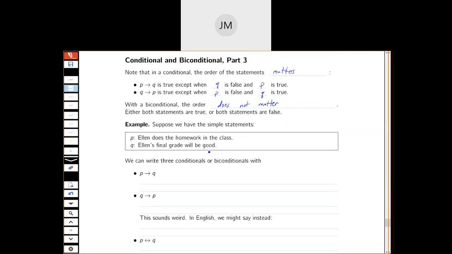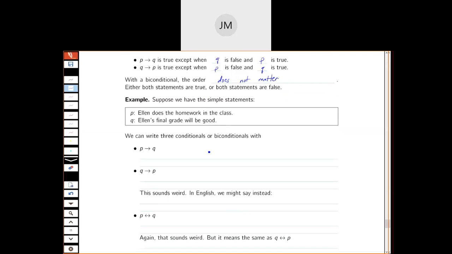Okay. So let's look at some examples here. I'm going to take two simple statements. The statement P: Ellen does the homework in the class. The statement Q: Ellen's final grade will be good. What I'm going to do is go from my symbols back into English sentences. Let's see if I can type these instead.